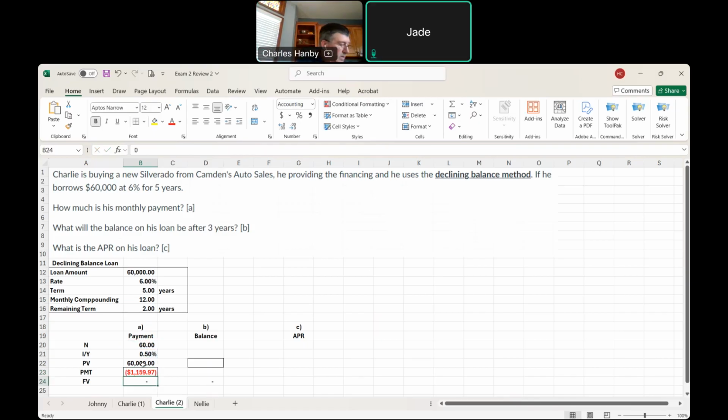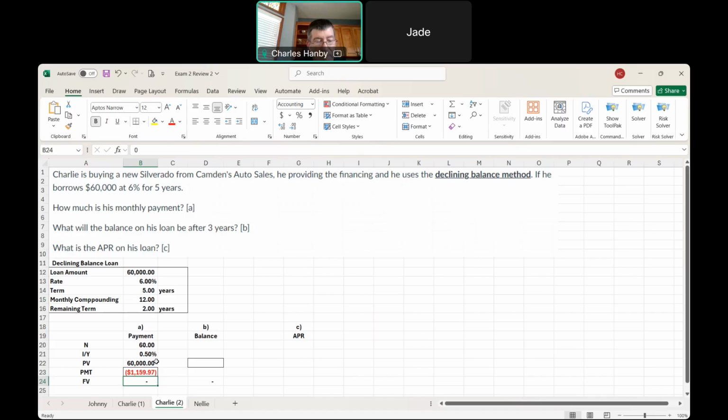Yes. Oh my goodness. Yep. Okay. Yeah. So car payments are quite expensive these days with the price of vehicles.